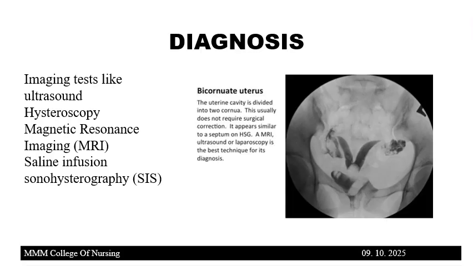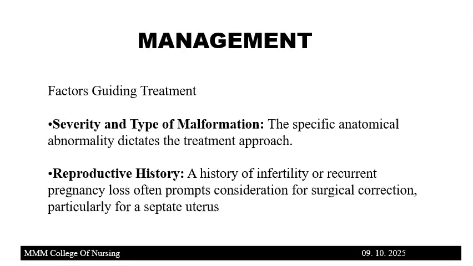This usually does not require surgical correction. It appears similar to a septum on HSG, that is hysterosalpingogram. MRI, ultrasound or laparoscopy is the best technique for its diagnosis. This is how the uterine abnormalities are diagnosed.